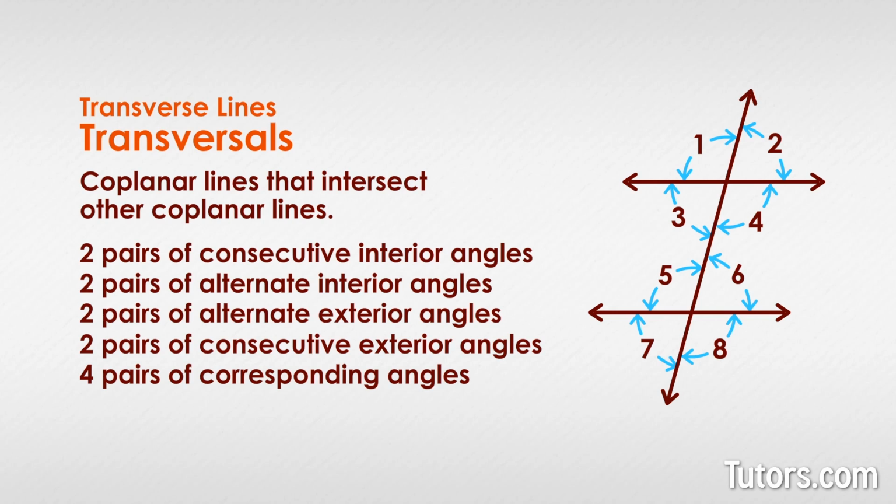Transverse lines are everywhere in nature and human-made objects. And there you have it. Those are the types of coplanar lines.